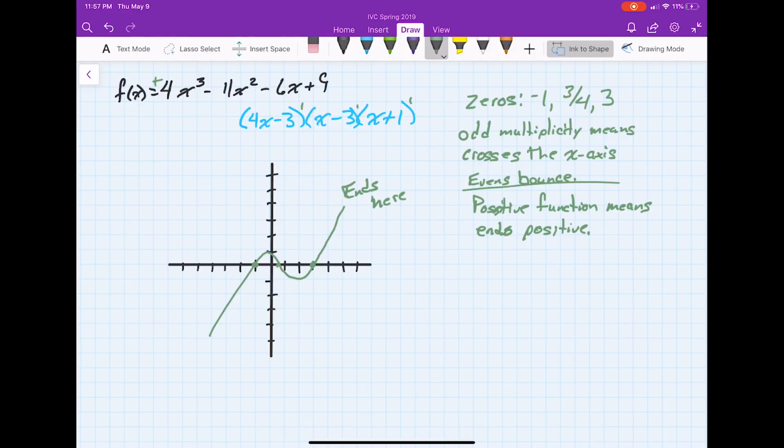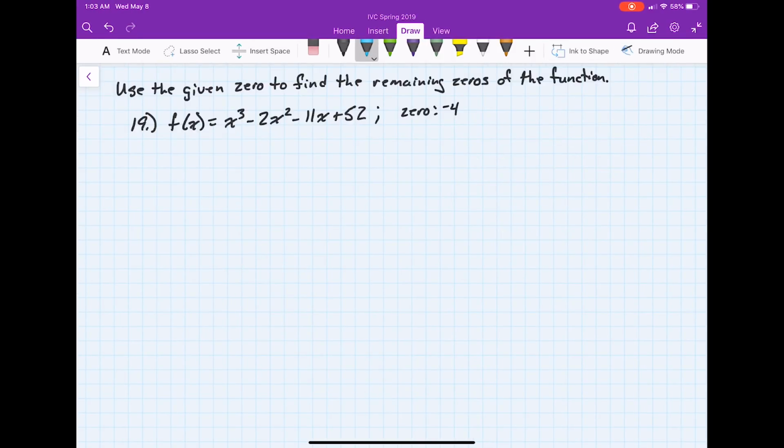So there you go. So 19, use the given 0 to find the remaining zeros of the function. Well, that's nice of them. They gave us a 0, -4. So we can start our synthetic division, and this will be 1, -2, -11, and 52. And basically, we're just going to use the -4 right off the bat. We don't have to do all this factoring stuff.